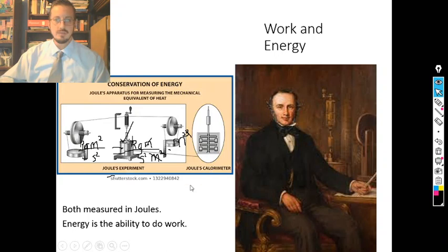Work and energy, both measured in joules. Here's a portrait of James Joule, and energy could be defined as the ability to do work, but I think it's a little bit more complicated than just that definition.